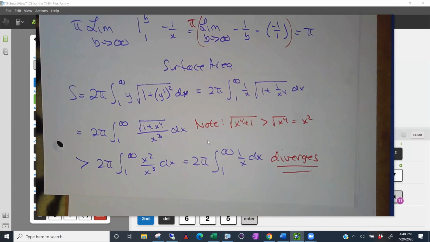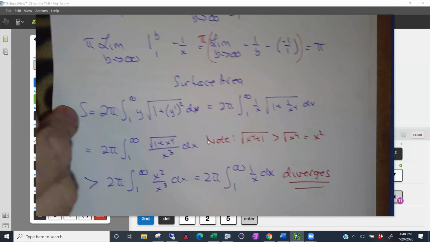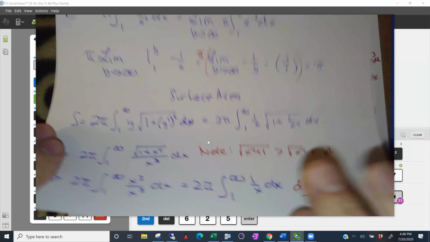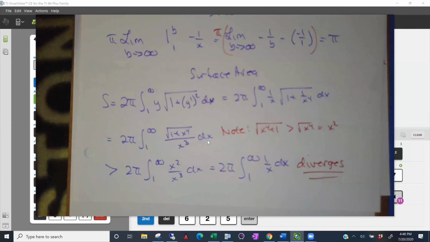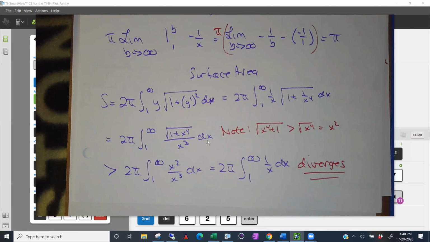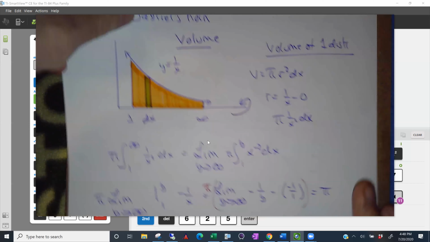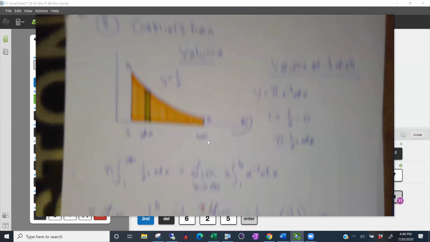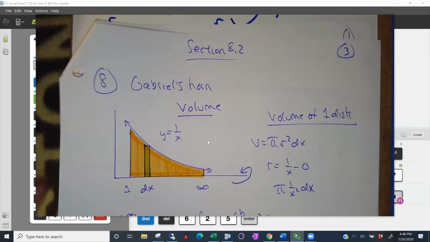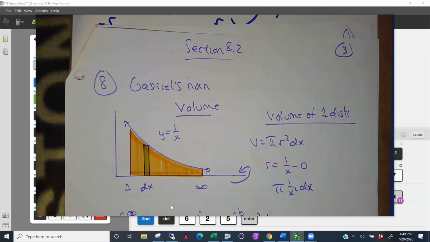And on that note, I will leave you. So enjoy thinking about Gabriel's horn paradox over the weekend, or actually over the next 2 days, because I'll see you Wednesday. But that's all we got for section 8.2. Not a whole lot there other than just some tricks of integration. So cool. Let me stop things here.